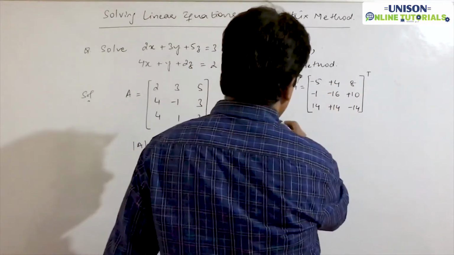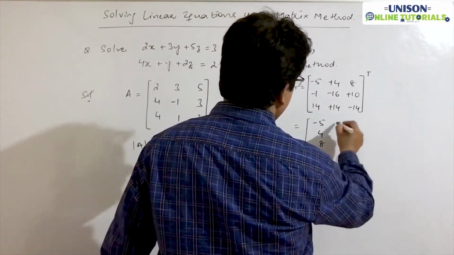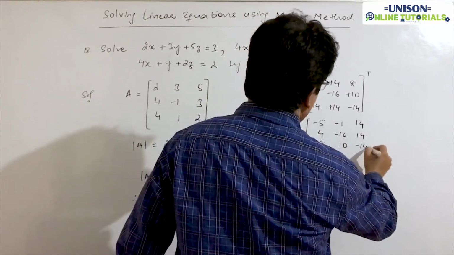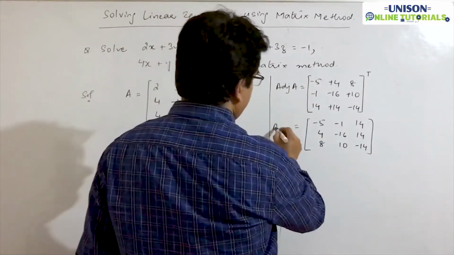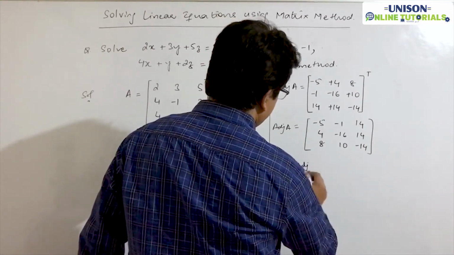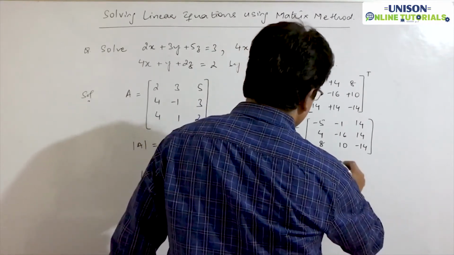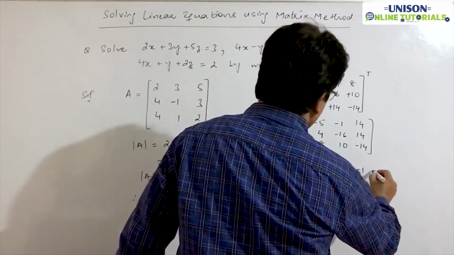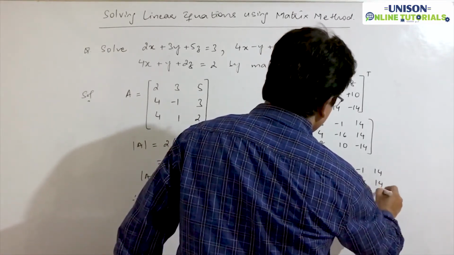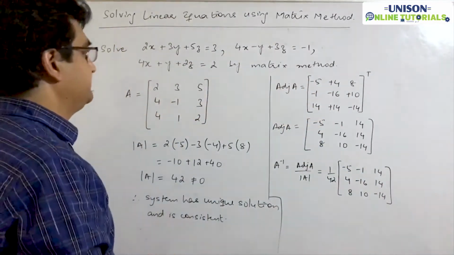So take its transpose, which is equal to adjoint A will be minus 5, 4, 8, minus 1, minus 16, 10, 14, 14 and minus 14. So this is adjoint of A. Now what is A inverse, which is adjoint A upon determinant of A? So which is equal to 1 by 42 times minus 5, minus 1, 14, then 4, minus 16, 14, and 8, 10, minus 14. So this is A inverse.